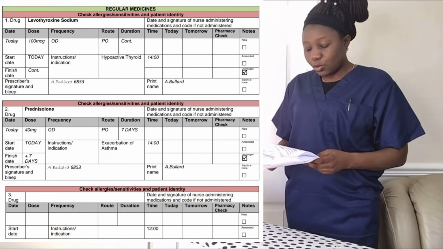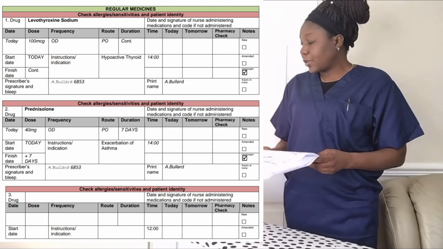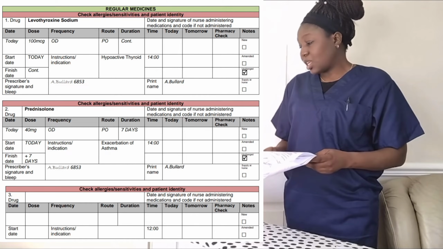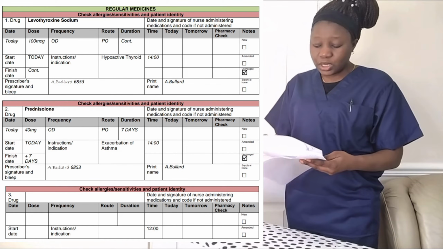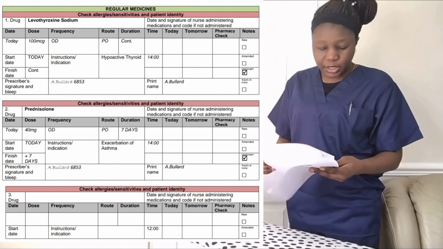Prednisolone is a corticosteroid, and it is used for exacerbation of asthma. One of the side effects that you can have is muscle cramps. You may not even experience any, Alison. Is that okay by you? Yes, ma'am. All right. So I'm going to be putting a dot on this medication. So I'm just putting a dot. I'm not signing this medication.